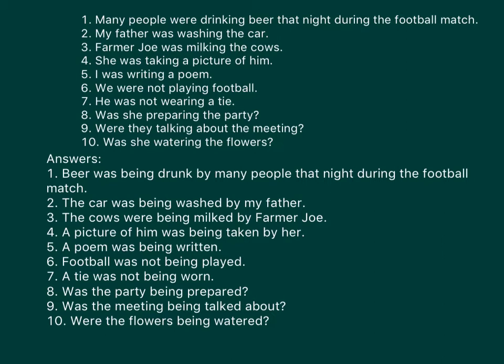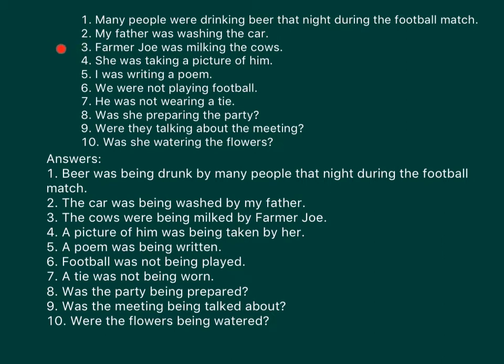Here are the answers. Number 1. Active voice: many people were drinking beer that night during the football match. Passive voice: beer was being drunk by many people that night during the football match. Number 2. Active voice: my father was washing the car. Passive voice: the car was being washed by my father.